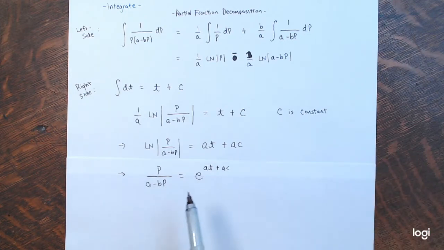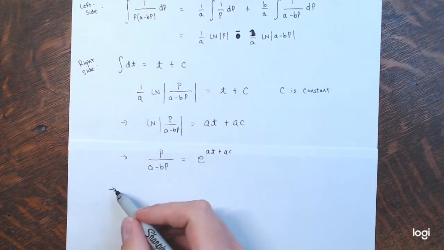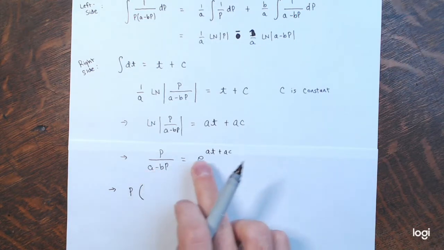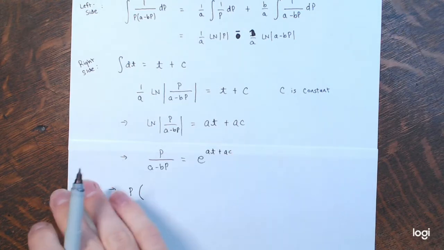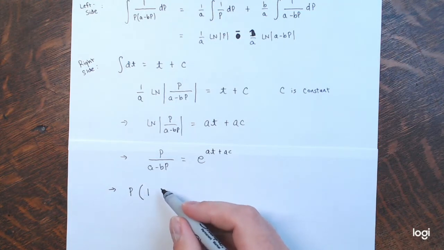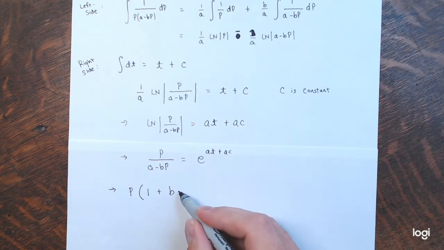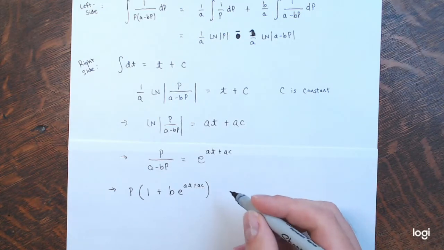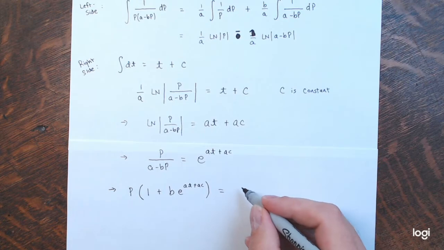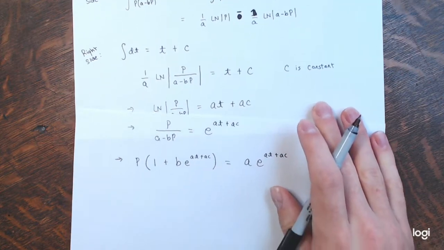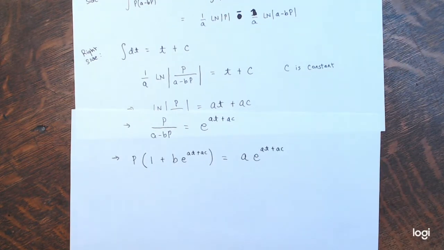All right, and then I would multiply by this, get all the stuff with p to one side. So again, I'm going to skip a lot of the algebra and eventually end up with this, where I'll multiply by a minus bp, distribute this e factor, and take all the p's to one side, factor p out. We'd have p times the quantity 1 plus b times e to the at plus ac power equals a times e to the at plus b plus ac power. And then I finally divide by this, and then we're going to keep messing around.